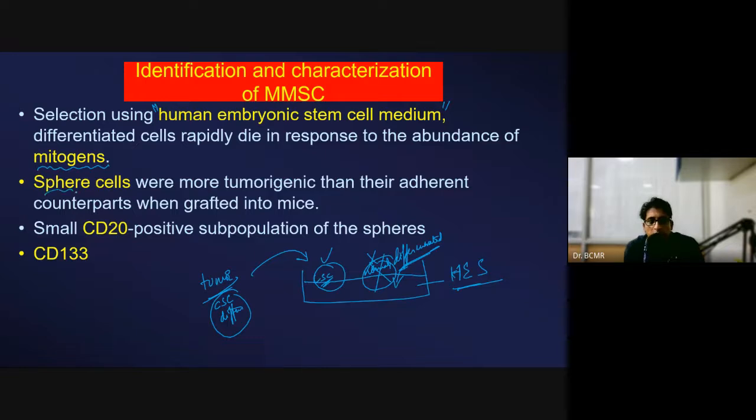The other one is forming spheres, and that is one we have already discussed in the previous class. One of the ways is to allow only cancer stem cells to form spheres, which are similar to embryoid bodies. And then there is one more, using FACS, based on the cluster designation CD20 plus and CD133 plus. Okay.